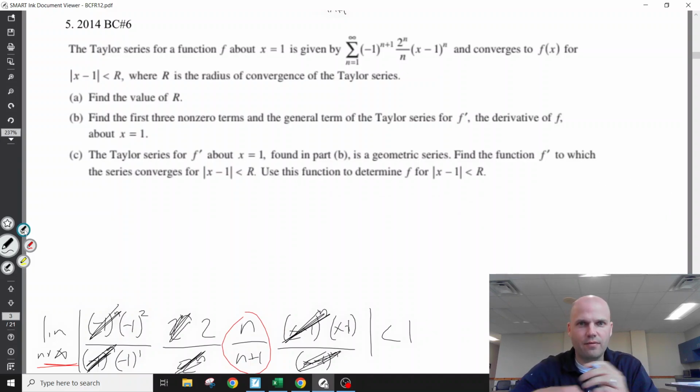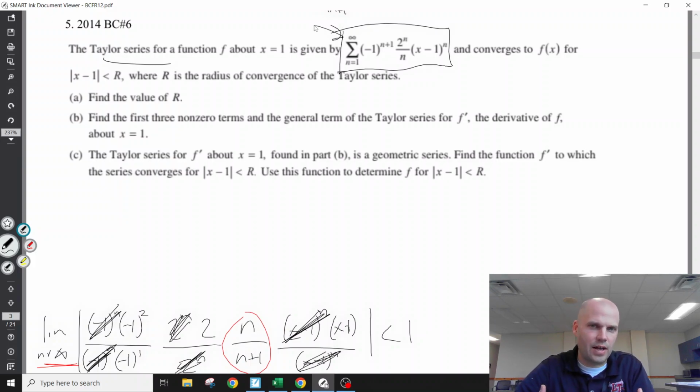So we got to write out f. Now, this is the Taylor series. These are the terms of my Taylor series. These are not the nth derivatives. They're giving me my terms. They're starting at 1.